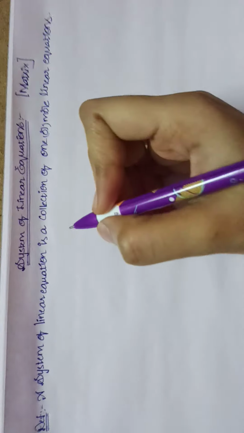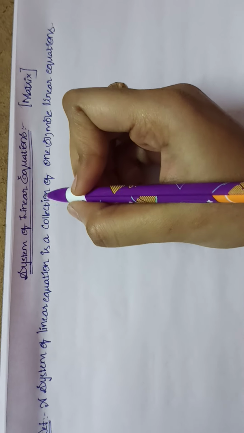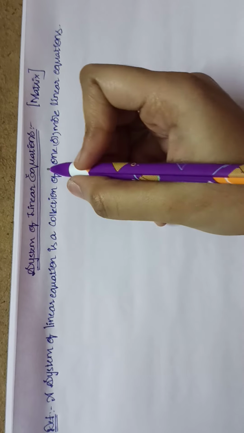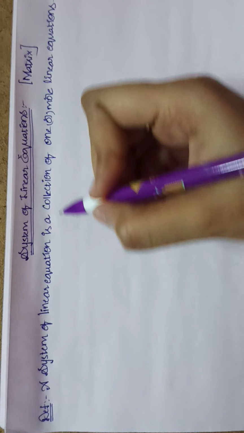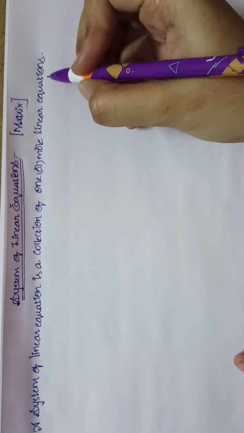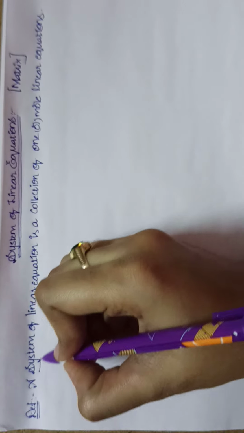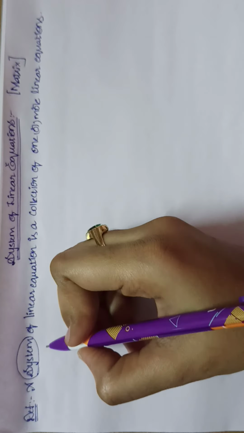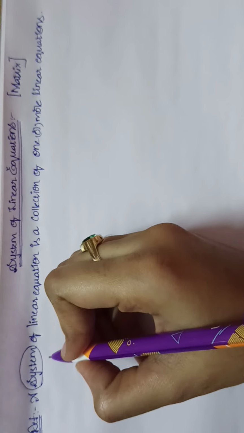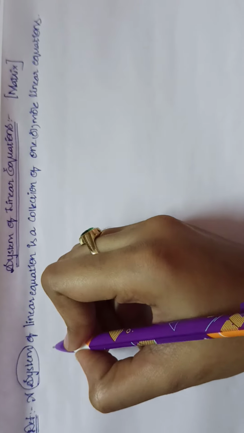It is a topic in matrix. First of all, we have to know the definition of a system of linear equations. It is nothing but a collection of one or more linear equations. Here the word system indicates that all equations are to be considered collectively rather than individually.